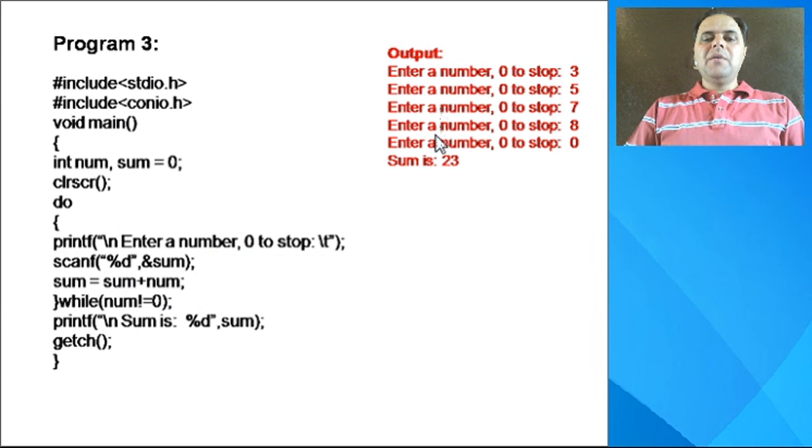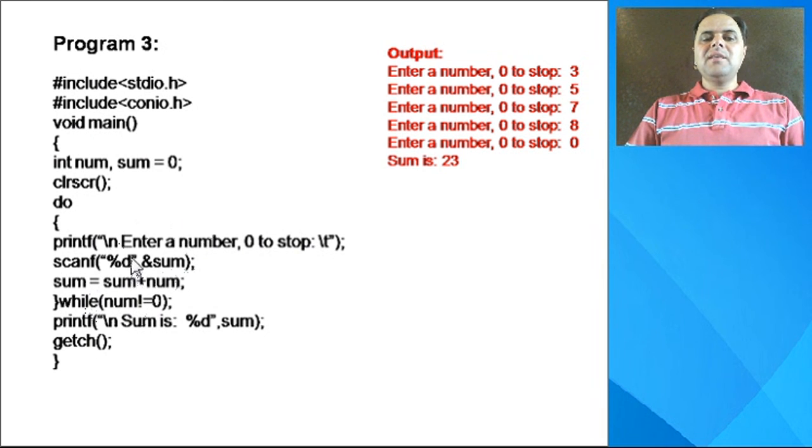For example, we have entered 3. So sum equal to sum plus num. Sum is 0, so sum becomes 3. The number is not equal to 0 because it is 3. Again, enter the number. For example, I have entered 5. So 5 plus 3 becomes 8. So 5 is not 0.